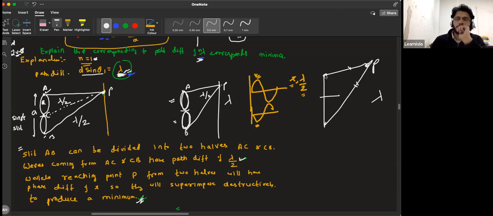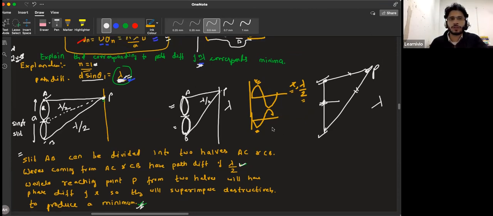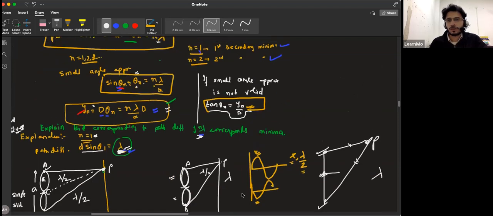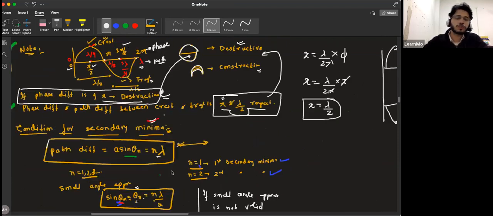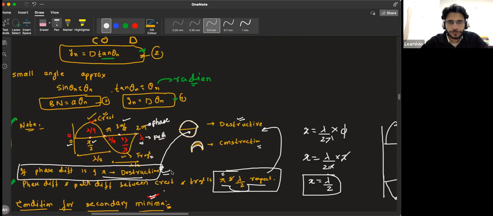I'm saying what will be the path difference between waves coming from here and here. So you divided the path, so the path difference will become half now. Earlier, you took one point here, another point here. Now you're taking one point here and another point here. So path difference will become half. And if path difference becomes lambda by 2, then we discussed here, it means destructive superposition. Yes, understood.